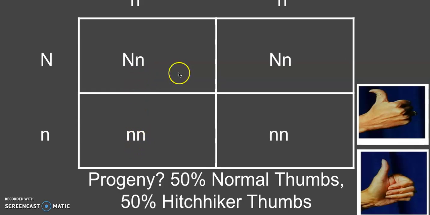So the 50% that have the big N, little n, who are heterozygous, are going to have normal thumbs. They're going to have a normal phenotype. And the ones on the bottom here who have two little n's, or two recessive alleles, are going to have hitchhiker thumbs. So the phenotype for the progeny is 50% normal thumbs and 50% hitchhiker thumbs. The genotype is that they are 50% heterozygous for this allele and 50% homozygous for this allele.